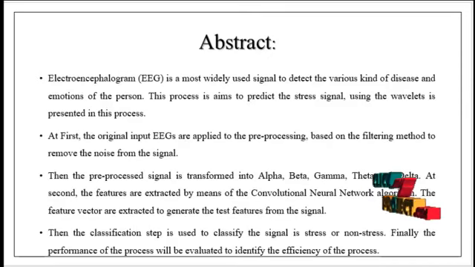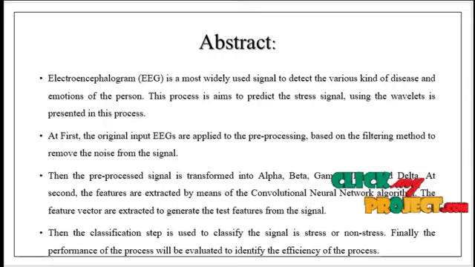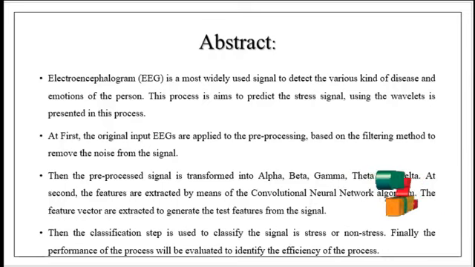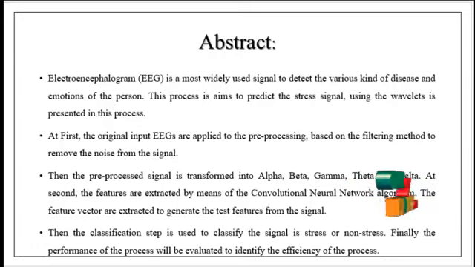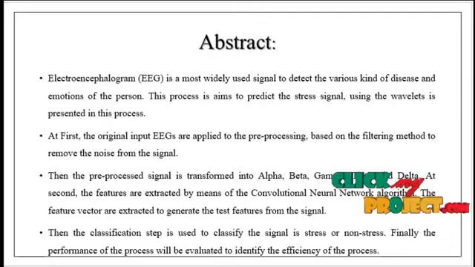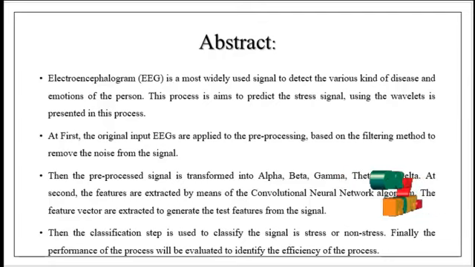Now we are going to discuss the abstract of the process. EEG is the most widely used signal to detect various kinds of diseases and the emotions of persons. This process aims to predict the stress signal using wavelets. At first, the original signal, EEG, is supplied to pre-processing based on a filtering method to remove noise from the signal. Then the pre-processed signal is transformed into subbands like alpha, beta, gamma, theta and delta.